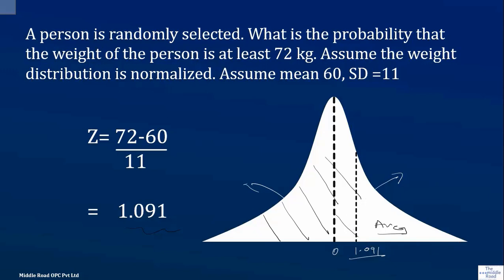So for 72 kg, it corresponds to the Z value of 1.09. I'll get that percentage value or the probability value, which we call the percentage value, and subtract it from 1, because the area under the whole curve, which is the standard normal, is 1. If I'm getting the area out here, 1 minus this area will give me the area of the curve out here. So this is the area which I want.